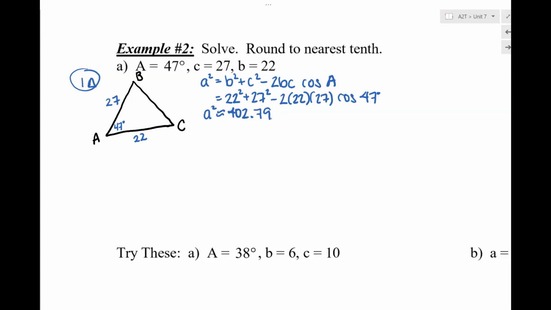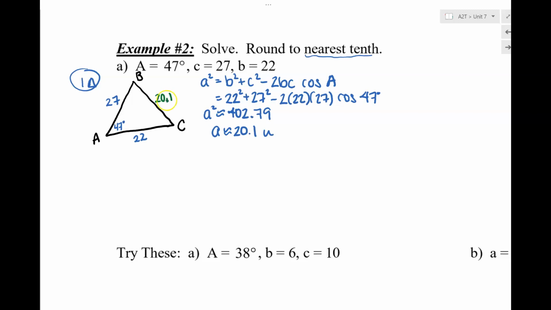402.785 approximately. If I take the square root of the full answer, I'm going to get that little a as approximately 20.1. My directions say to round to the nearest tenth, so that's what I'm going to do. Make sure that you are solving for everything. So little a is 20.1.